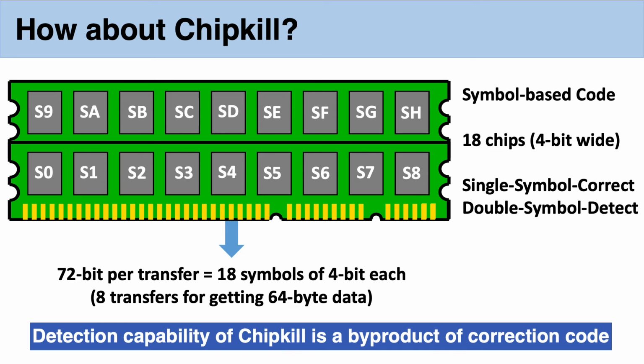Server memories can employ a stronger form of correction code called chipkill that can tolerate the failure of an entire chip. Conventional chipkill designs use symbol-based code. The memory DIMM contains 18 chips that are 4 bits wide each. On a bus transfer, we get 72 bits, essentially 18 symbols. We can correct one faulty symbol and detect 2 faulty symbols.